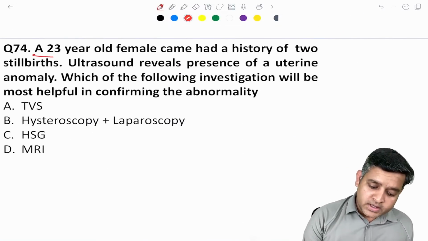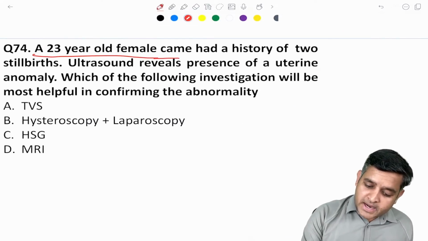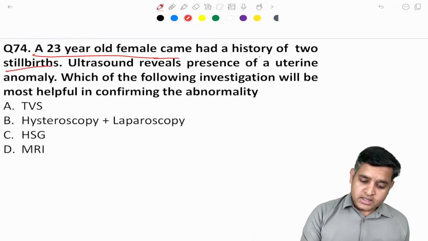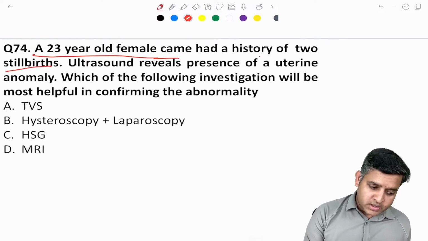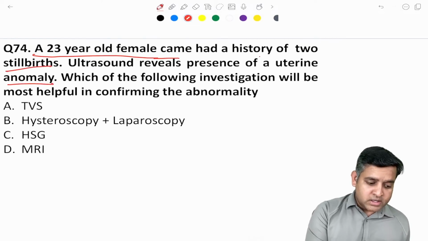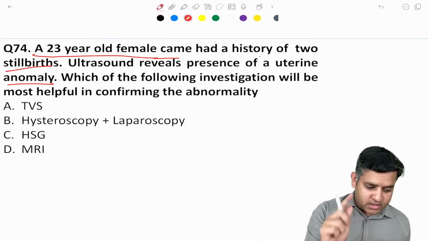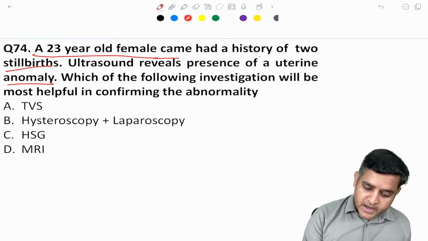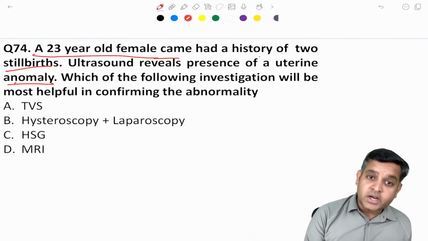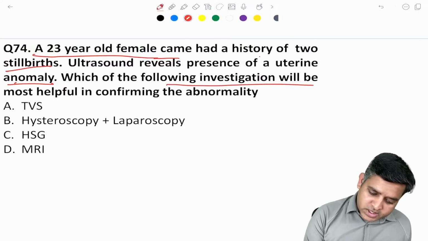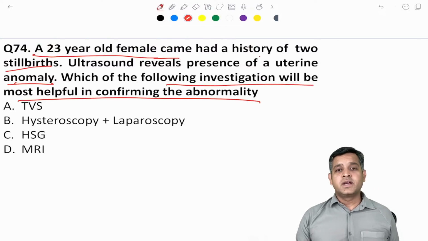74. A 23-year-old female had a history of 2 stillbirths. Ultrasound revealed presence of a uterine anomaly. Let's discuss scurvy and rickets in a second. Which of the following investigations will be most helpful in confirming the abnormality?